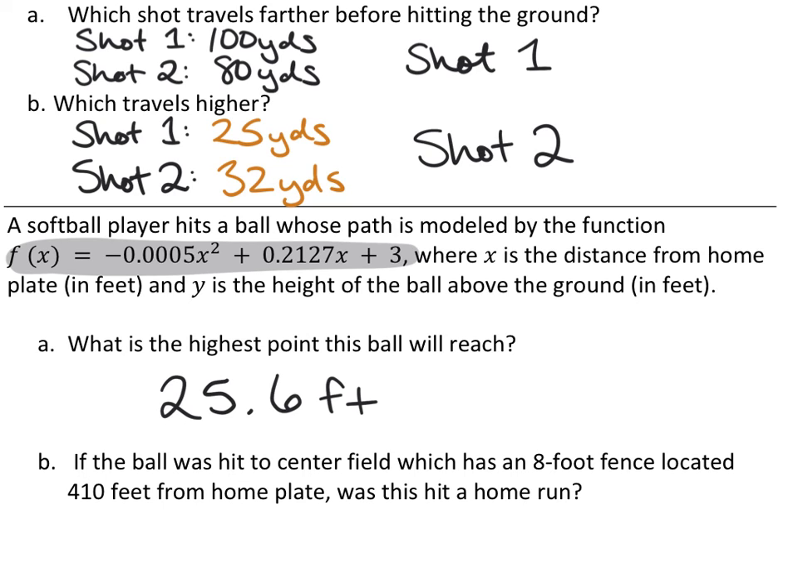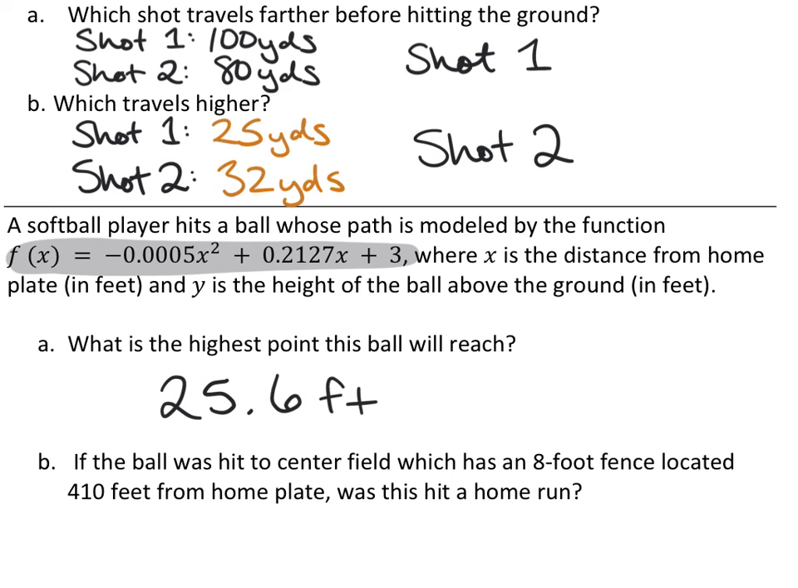Part B is a very interesting question because it's actually going to require us to do a little bit more with this particular parabola. It says, if the ball was hit to center field, which has an 8-foot fence located 410 feet from home plate, was this a home run? Okay, for something to be a home run, if you don't understand sports, that means it has to go over the wall, which means at the distance of 410, for it to be a home run, our trajectory of this ball needs to be above 8 feet.